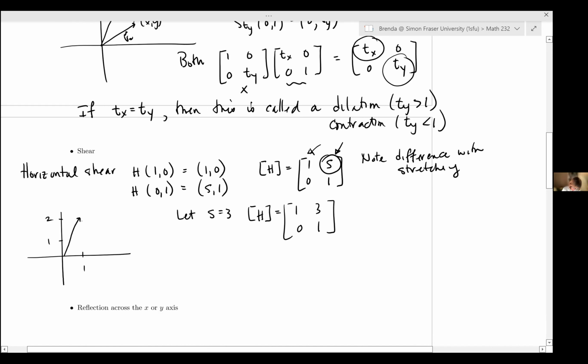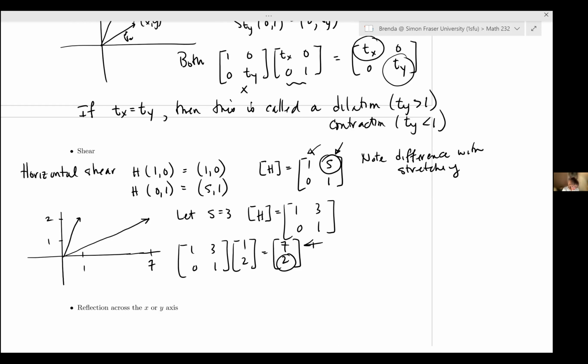Let's take this vector and multiply it by this matrix and see what we get. We get 1 plus 6, we get 7, and we get 2. So what's happened? The y component has not changed, and the x component has gotten bigger. So we move over here to see where this is. This is 7 and then 2. So that vector has moved over to there. And that is a horizontal shear.